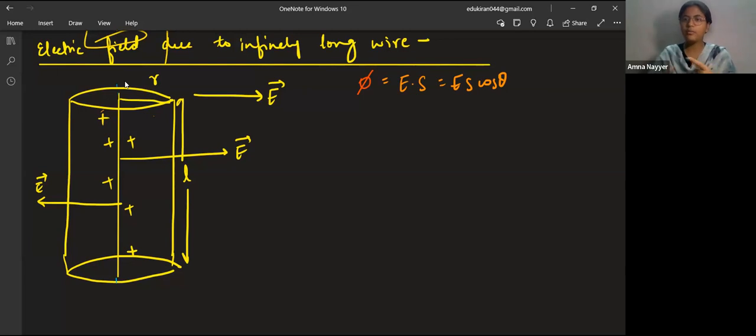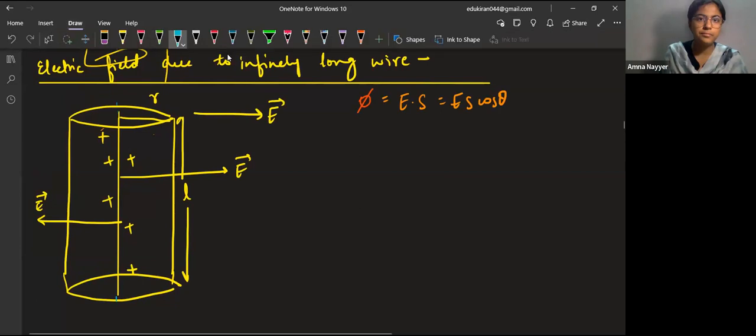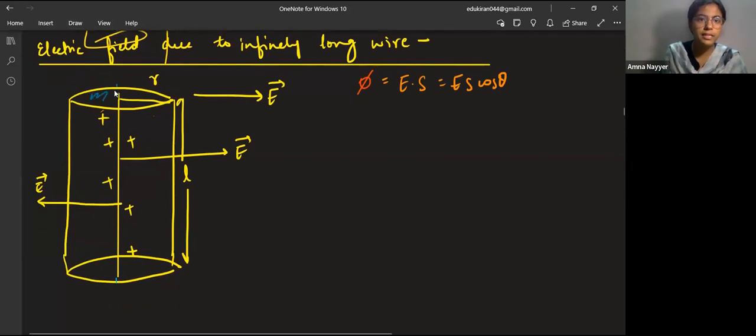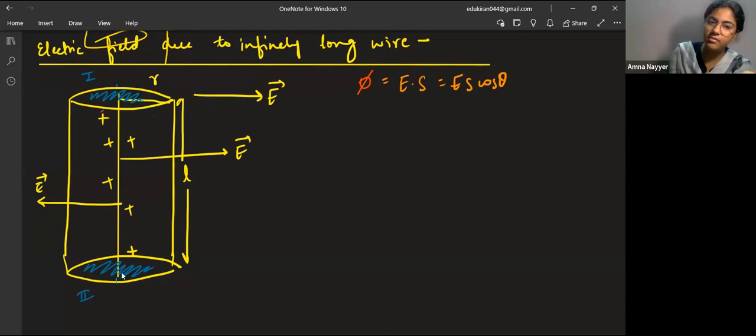Suppose I give you this wire and ask you to calculate the electric field for this particular wire. What will you do? That is the derivation which you have to study at the last. Just remember the formula for it. There will be three surfaces here: one curved surface, and two flat circular surfaces, the top and the bottom.